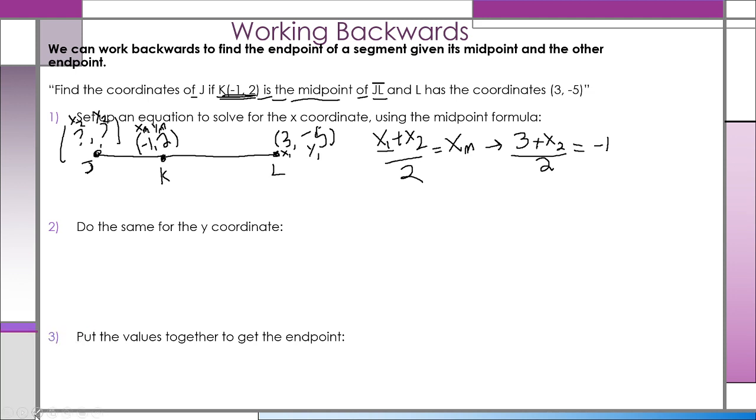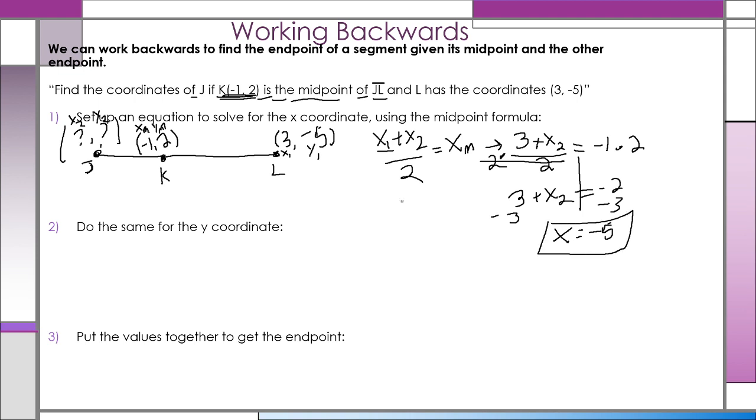So you're going to go ahead and solve this equation for x. You would multiply by 2 on this side, multiply by 2 on this side. This cancels out. We get 3 plus x is equal to, that'd be -2. Subtract 3, subtract 3. We get x is equal to -5. So J over here is starting at -5, comma, something.